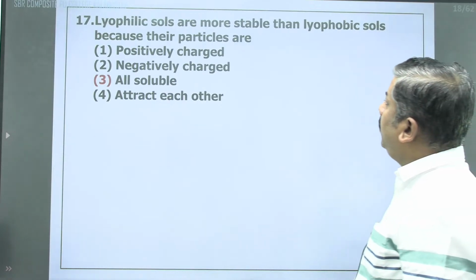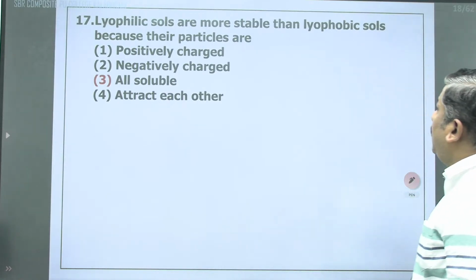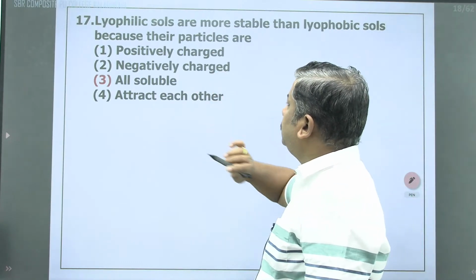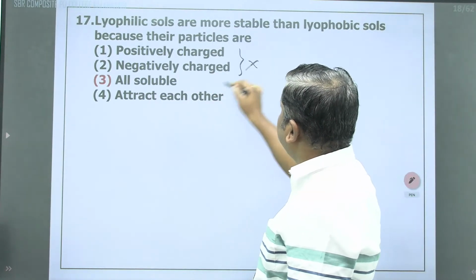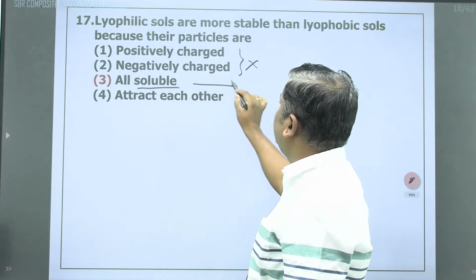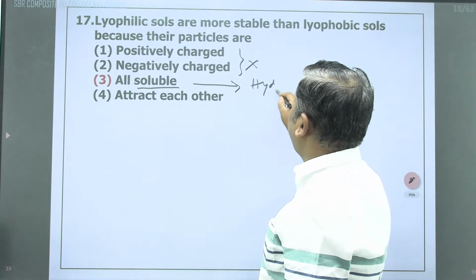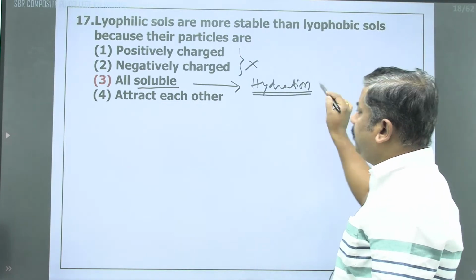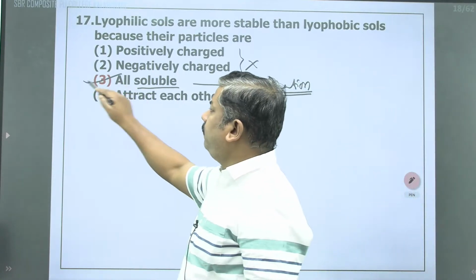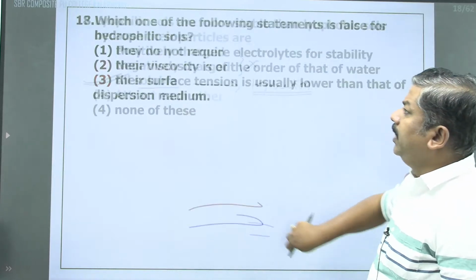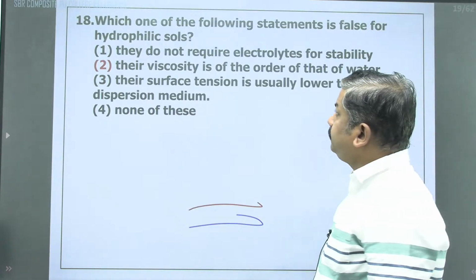17th, lyophilic colloid sols are more stable than lyophobic colloids. Again, same question. Because their particles are positively charged, negatively charged, the question of charge is not applicable. Soluble refers to, again, the process of hydration itself. Either you can say hydration or you can say solvation. Because of the solvation, these lyophilic colloids are said to be more stable when compared to what? Lyophobic colloids.